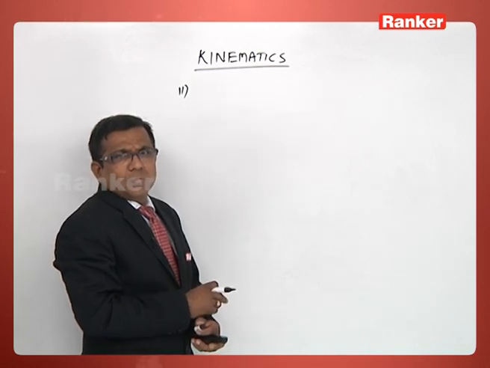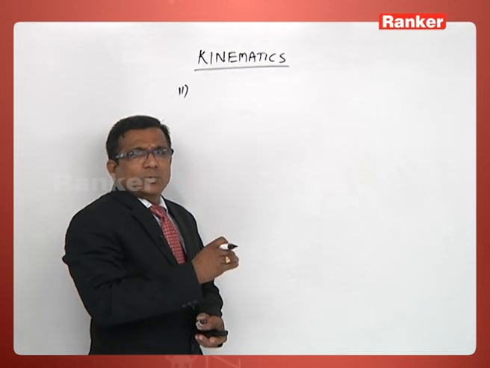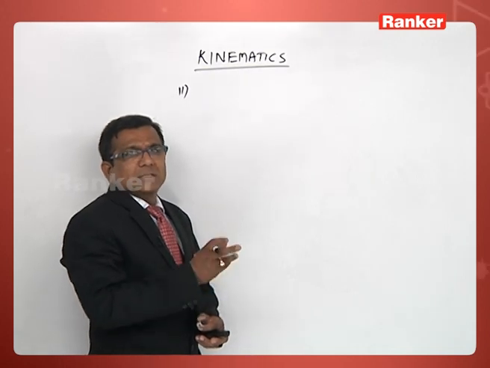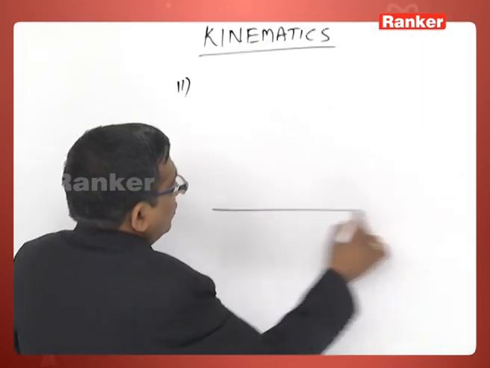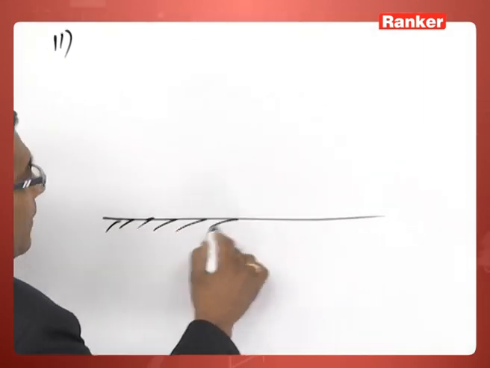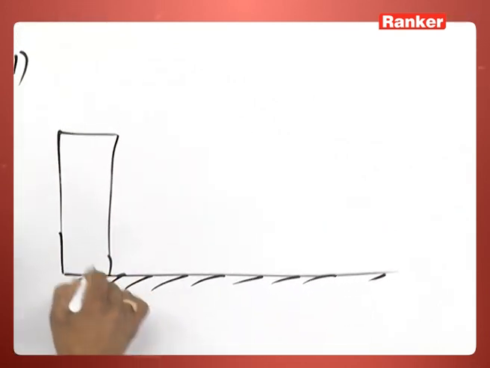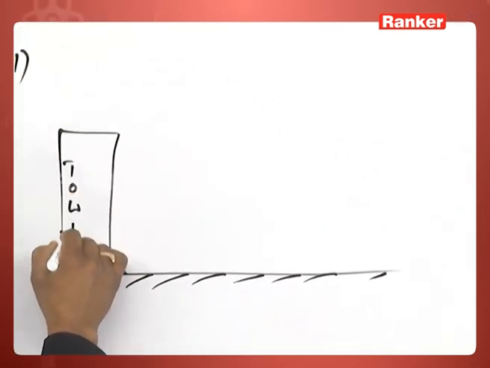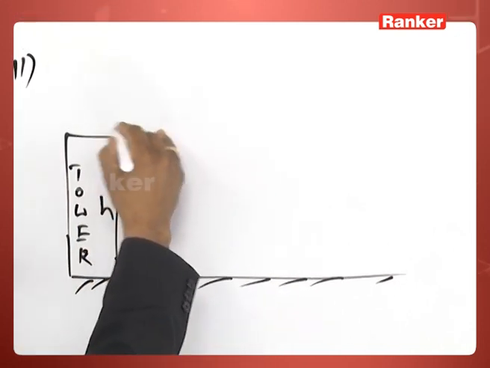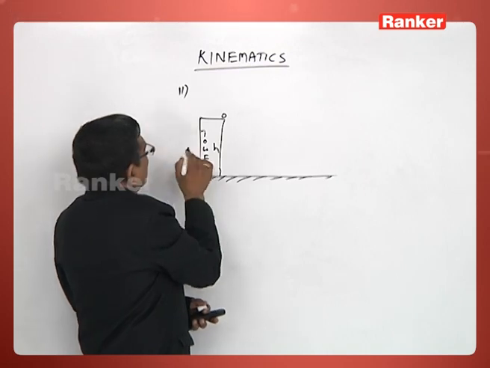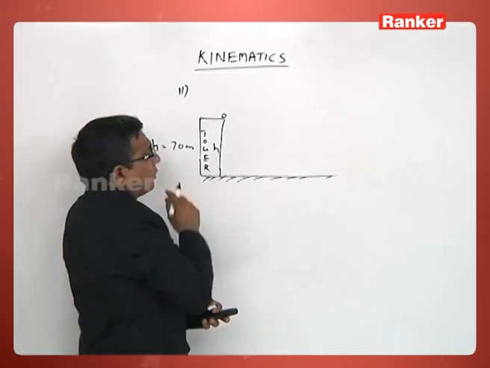Let us see how to solve the problem. In this problem, the point you have to note down is, it is projected from one point and reaching another point. That is the point you have to remember. Let us see, this is the ground. Say there is a tower of height h. Suppose a person is standing here at the top of the tower. The height of the tower was given as 70 meter, that you have to note down.